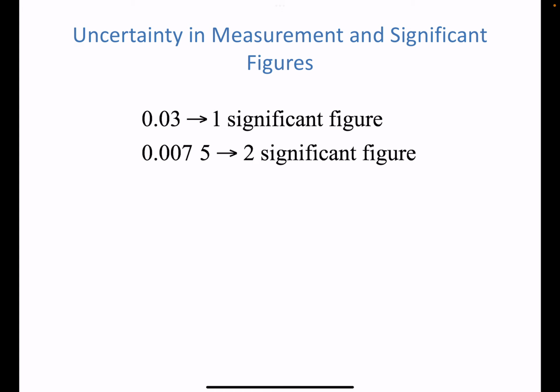For example, this 0.03 has one significant figure. 0.0075, so the zeros don't matter, and we start from 7, 5. We have two significant figures. So from the first non-zero number, count how many numbers we have.